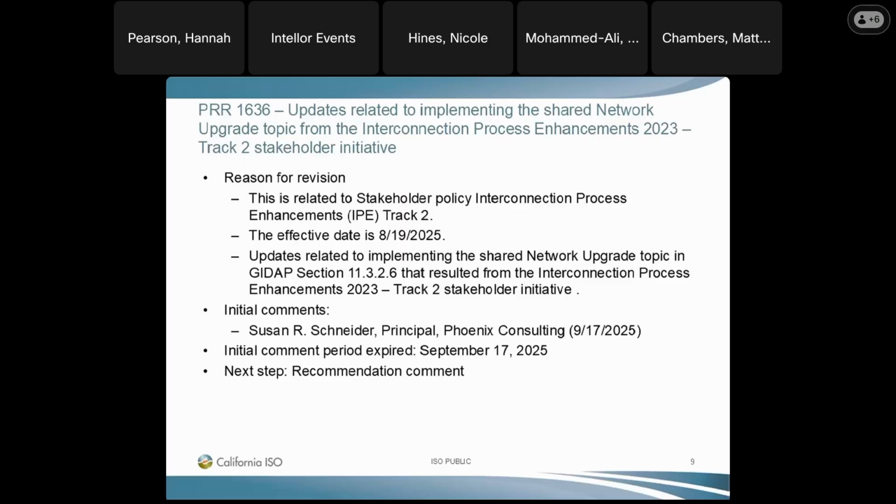Okay, well, part of the changes that we suggested was that the execution date would have to be the later of 120 days or whatever the otherwise applicable date would be for the shared network upgrade, so they would at least have 120 days. So I hope you'll consider that particular clarification, if that's really your intent. Yes, I will take that back and see if I could propose some language that makes it clearer, or refer back out to the appropriate tariff section.